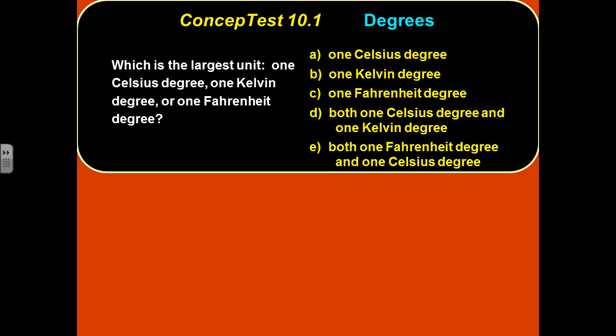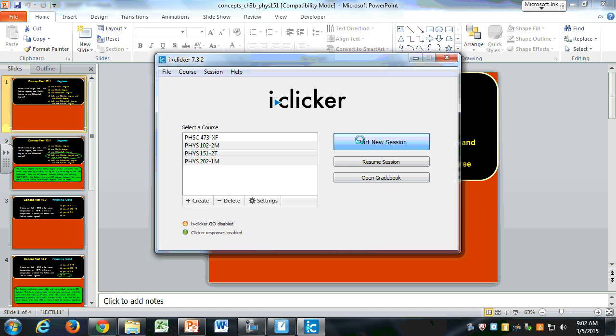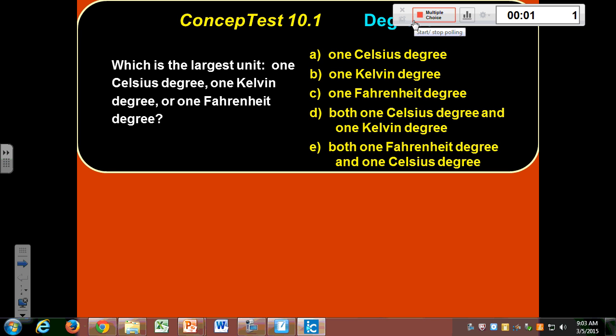Or just a couple, I think. Right, which of these is the largest unit? One Celsius degree, one Kelvin degree, or one Fahrenheit degree? Which one is larger? Which one's larger? One Celsius, one Kelvin, or one Fahrenheit degree?